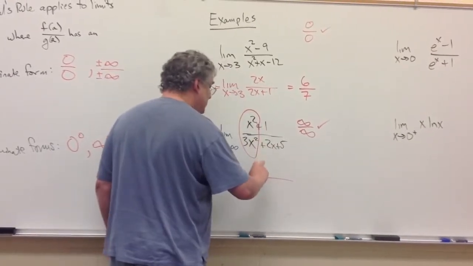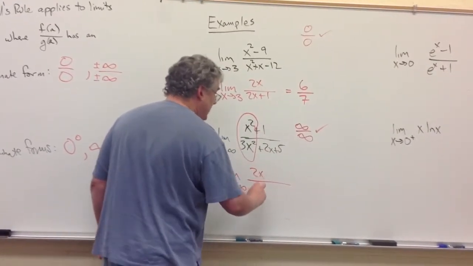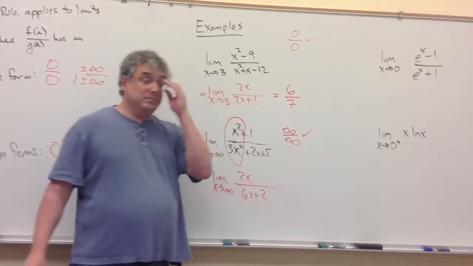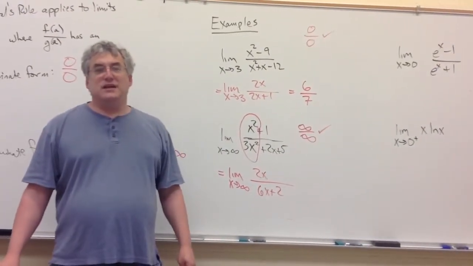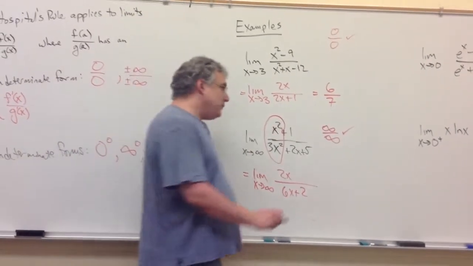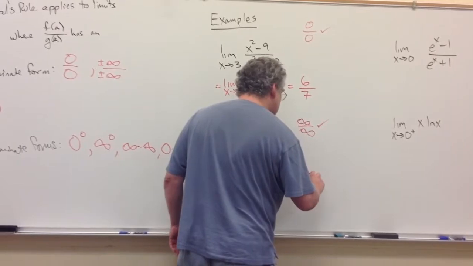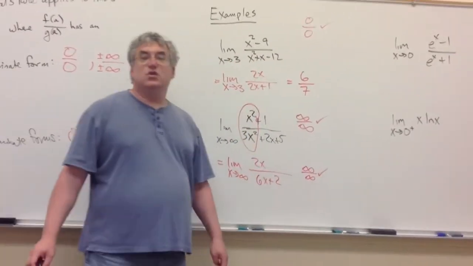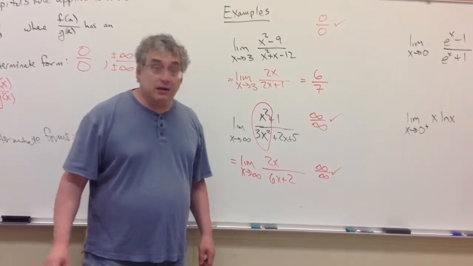We take the derivative of the top. We take the derivative of the bottom. That's not a 1/3. But here's the thing, we need to check. Plug infinity in. What do I get on the top? I get infinity. Plug in the bottom, I get infinity. It's still indeterminate, so I can use L'Hôpital's again.